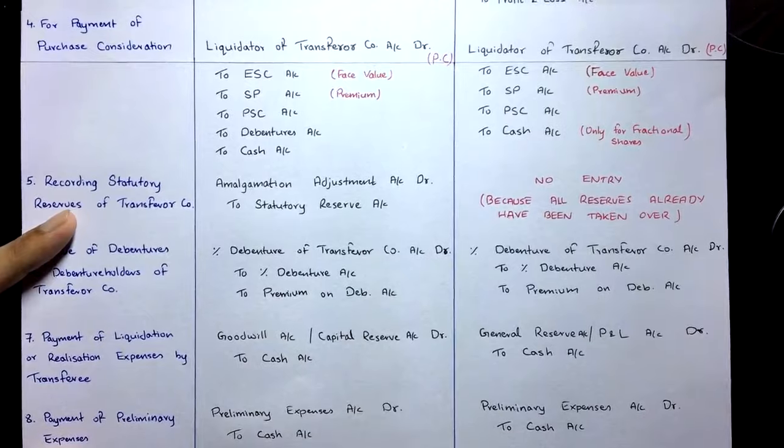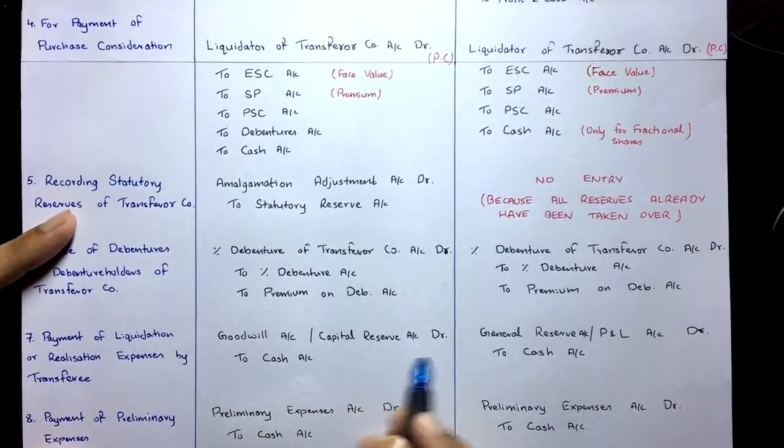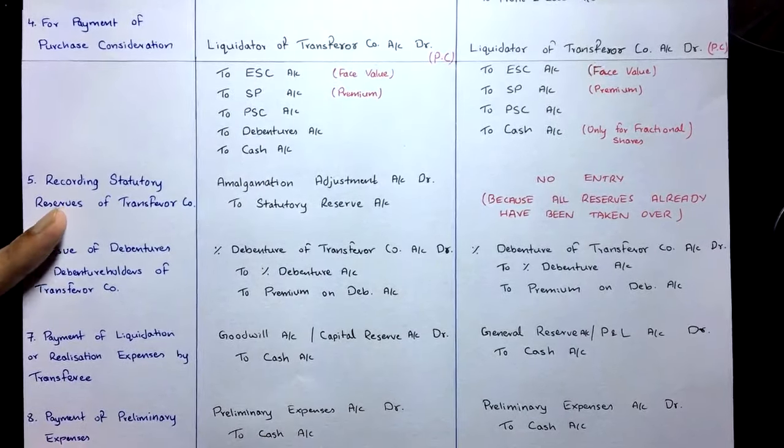Either goodwill or capital reserve will come. Simple as that. Goodwill account or capital reserve account debit to cash. Simple as that. Okay, fine.